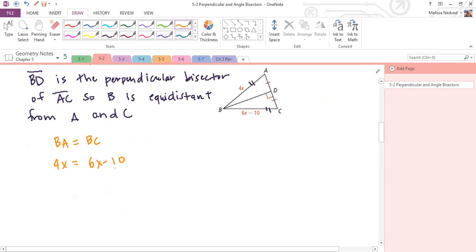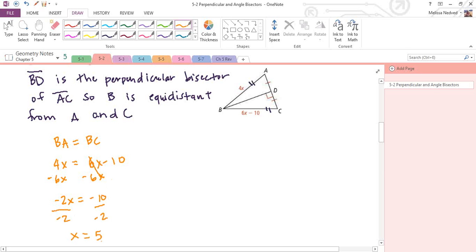Got x's on both sides, so my first step is going to be to move my x's all to the same side. So I'm going to subtract 6x from both sides. 4x minus 6x is negative 2x. 6x minus 6x cancels, but don't forget about that negative in front of the 10. So negative 2x equals negative 10, and divide both sides by negative 2.